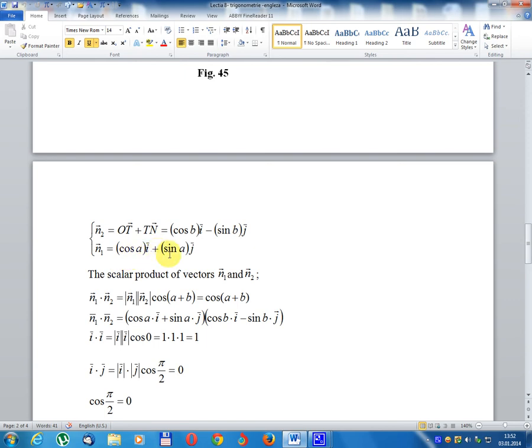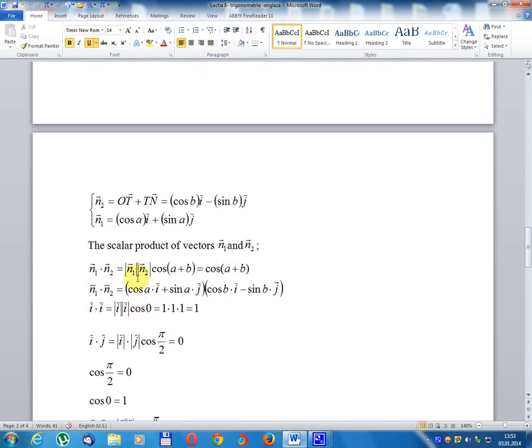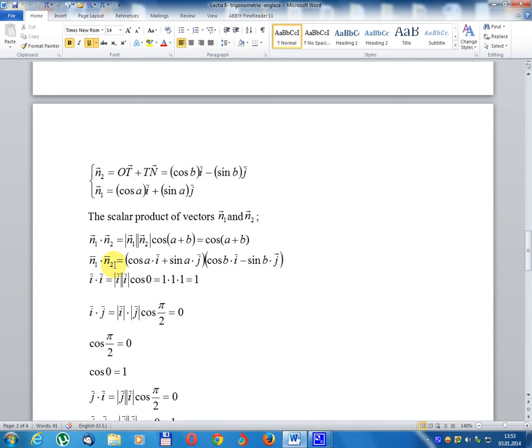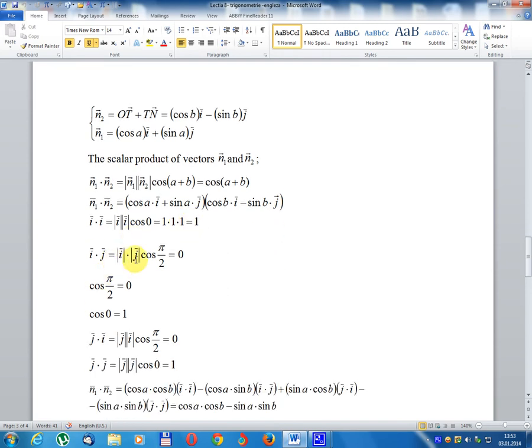N1 equals cos A times I plus sin A times J. The scalar product of vectors N1 and N2 equals the norm of N1 multiply the norm of N2 times cos(A + B), equal to cos(A + B), since the norm of N1 equals the norm of N2 equals 1, unit vectors. N1 times N2 equals cos A times I plus sin A times J, multiply cos B times I minus sin B times J. I times I equals 1. I times J equals 0. I times I, scalar product.